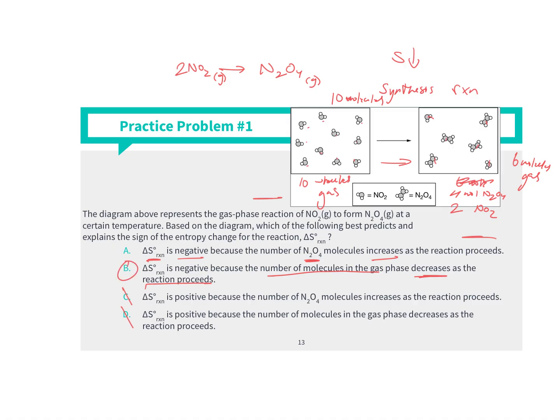We decrease the number of molecules in the gas phase, therefore we will decrease the entropy, or we decrease the value of delta S, not of the whole reaction.